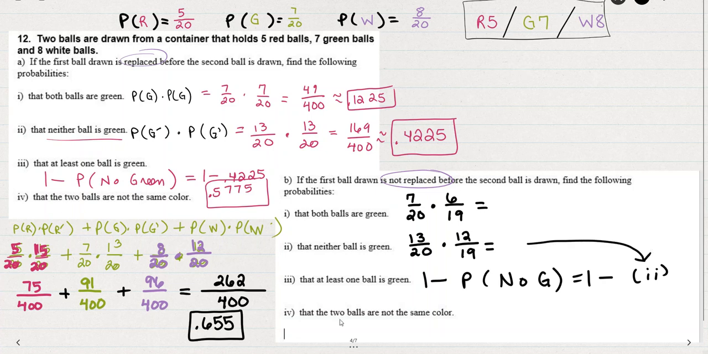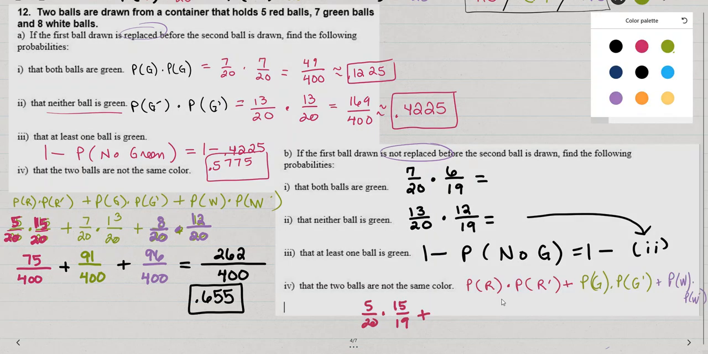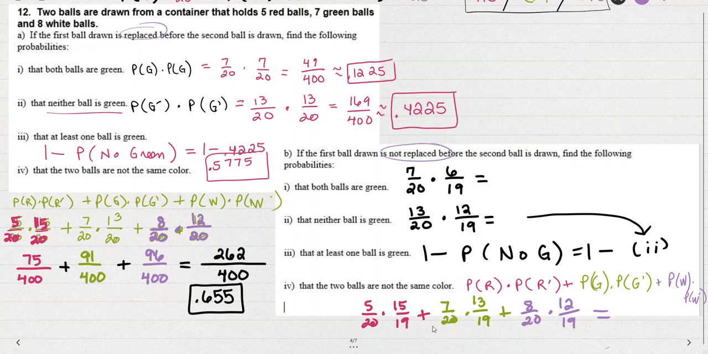And then the two balls are not the same. What's the probability that the two balls are not the same? So we'll have the probability of red, 5 over 20, times the probability of not red, 15 over 19. Add that to the probability of green times not green. Add that to the probability of white times not white. So we'll add that to 7/20ths times 13/19, and add that to 8/20ths times 12/19.